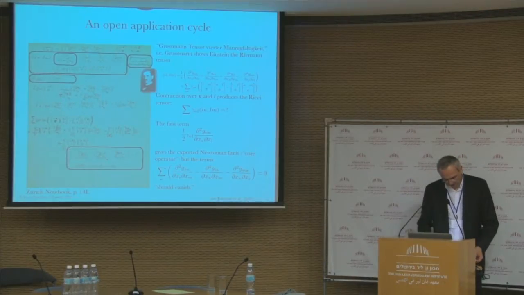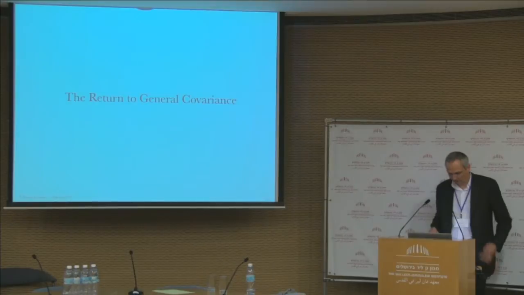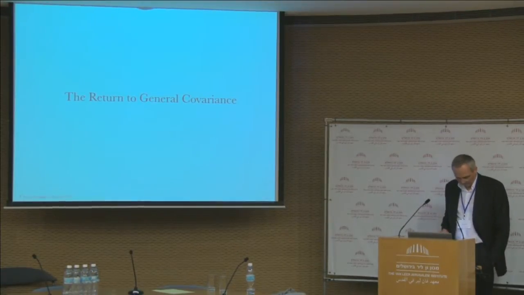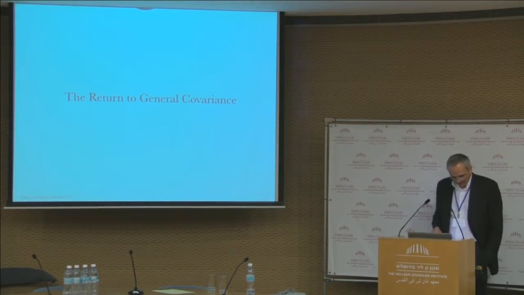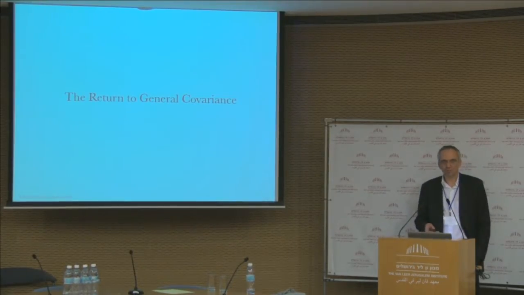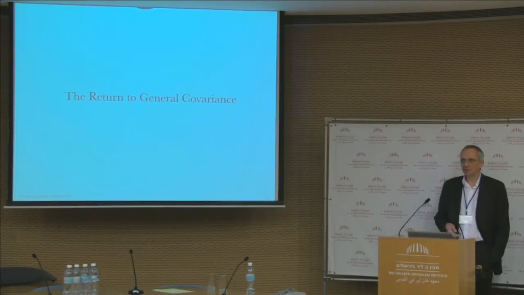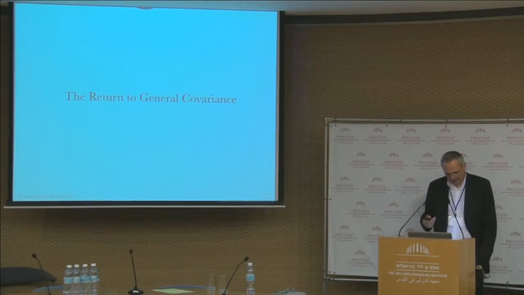Einstein and Grossmann did not succeed in using the resources of that calculus in a way that would produce covariant gravitational field equations of the expected form. So to come to the third part, the return to general covariance, and I will be brief here and refer to Jürgen Renn's talk earlier this morning, and take their analysis and add some comments to it.